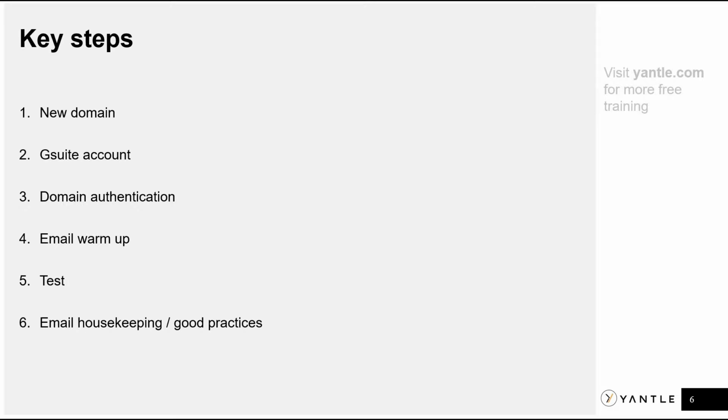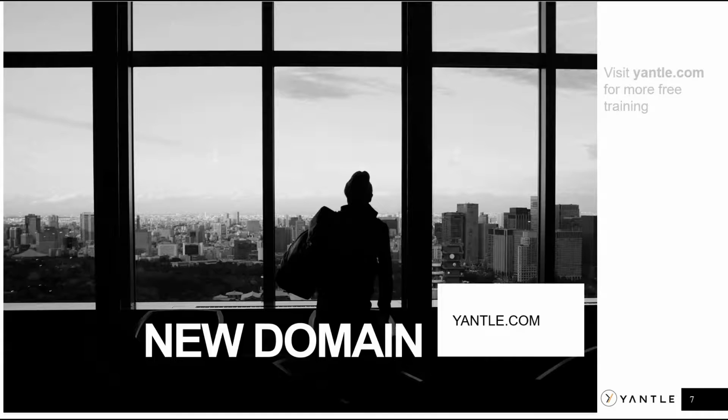And here are the key steps of getting this process done. Number one, we will get a new domain. Then we will get a GSuite account. Then we will work on authenticating your domain. We will do the warm-up, testing, and then some email housekeeping and good practices in terms of how you write the emails to make sure you're compliant in that way. So let's start with the new domain.